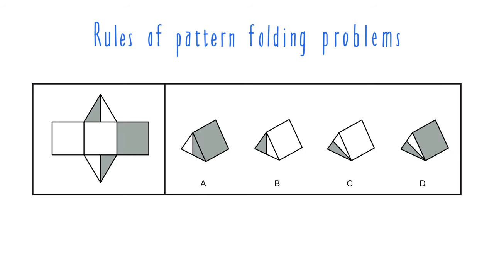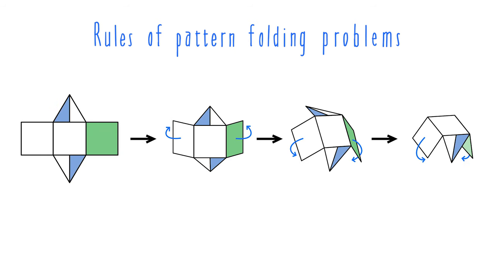It's important to mention that for maps with patterns or shading on the outside, the map will always fold into the page, such that the pattern will be visible from the outside. It's almost as if the map is folding away from the viewer, away from you.